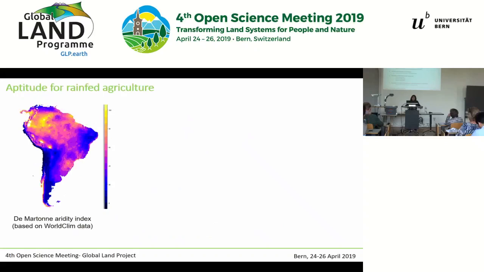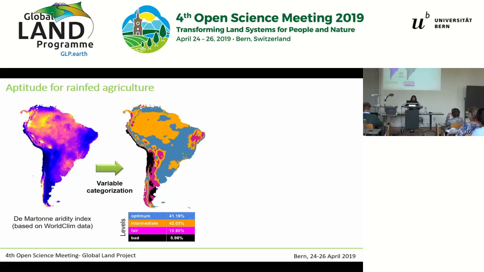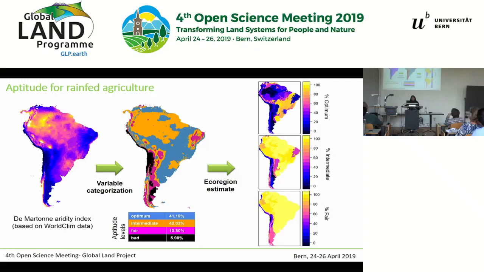So first, we start with data that we categorize, labeling land into different aptitude levels. Optimum in blue, intermediate in orange, fair in pink, and bad in black. And then we compute for each ecoregion the percentage of these different attribute levels for each of the four attributes, which I'm not going to show now because of a matter of time, but we repeat this for each of them.